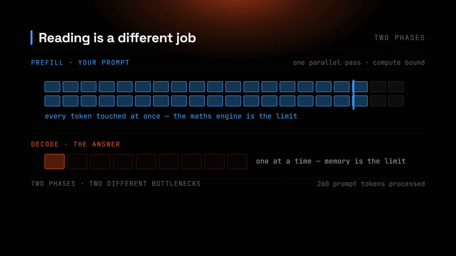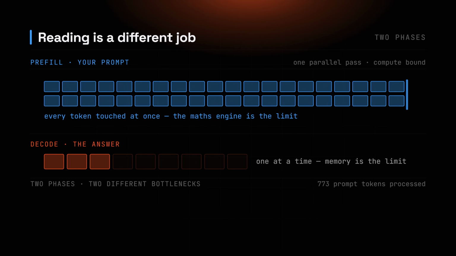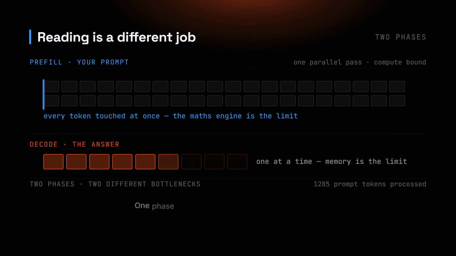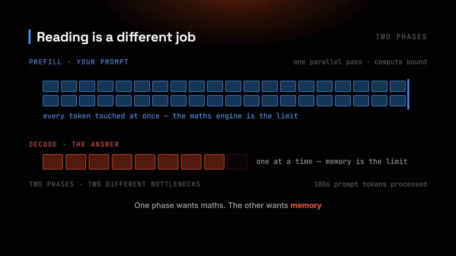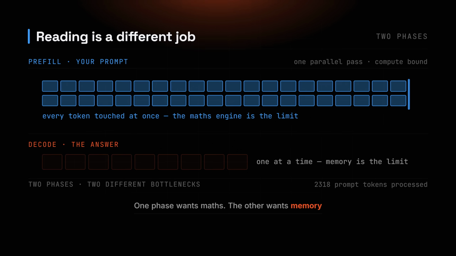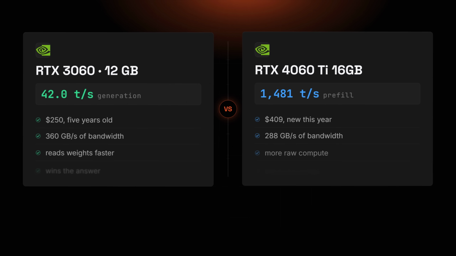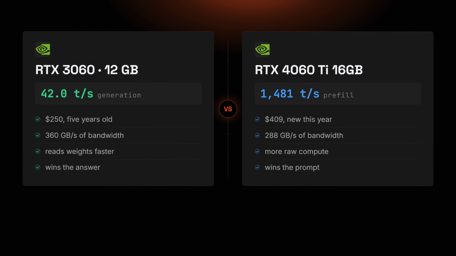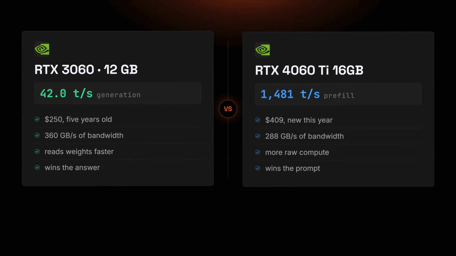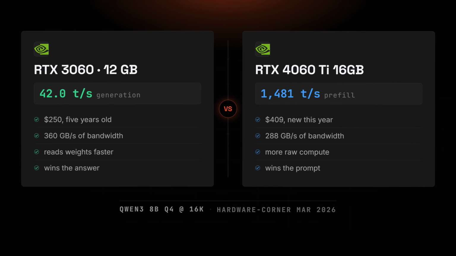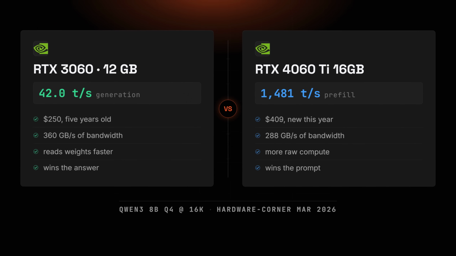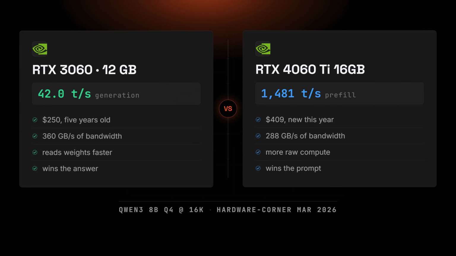But bandwidth only governs half the work. Reading your prompt is a different job. That part happens in parallel, so it is bound by compute. Watch what that does to our two cards. At prompt processing, the newer, weaker card wins. 1480 tokens a second against 1119. Same two cards, opposite answer. Paste huge prompts and you want compute. Chat and you want bandwidth.